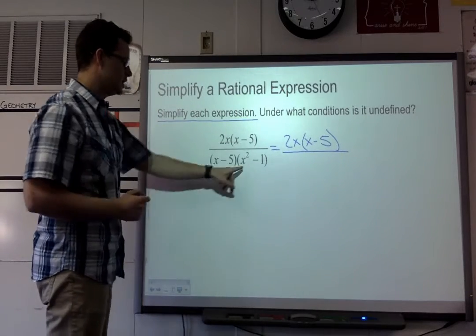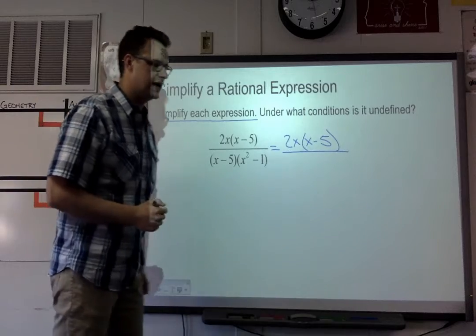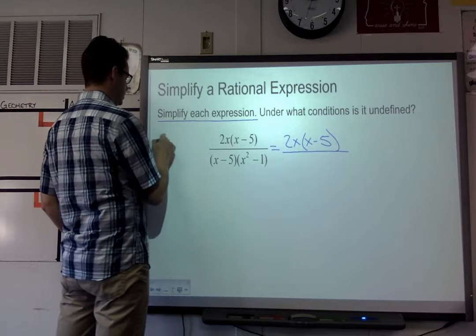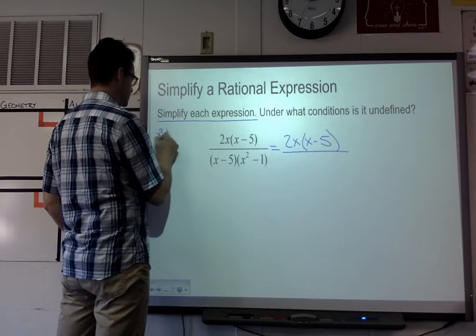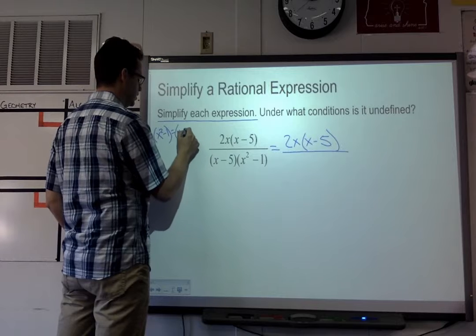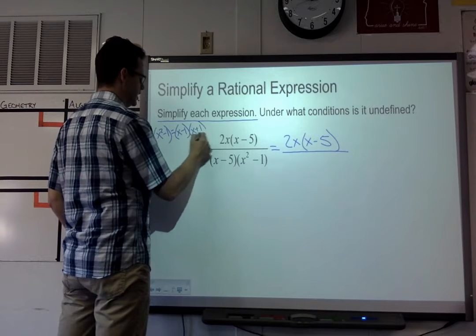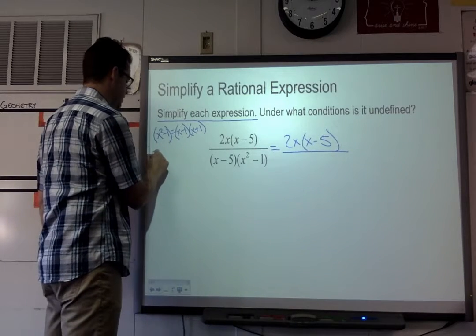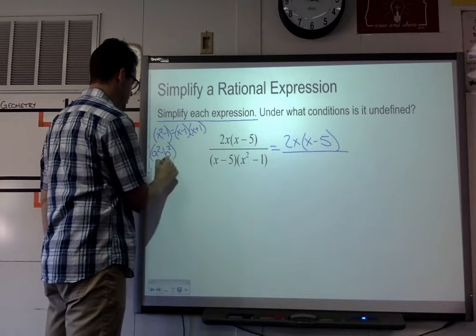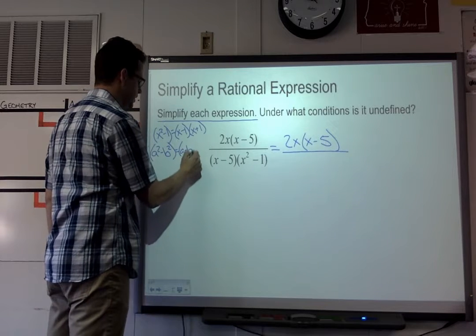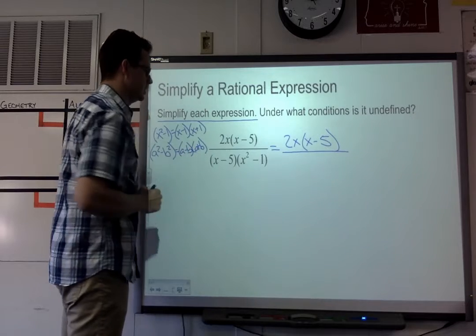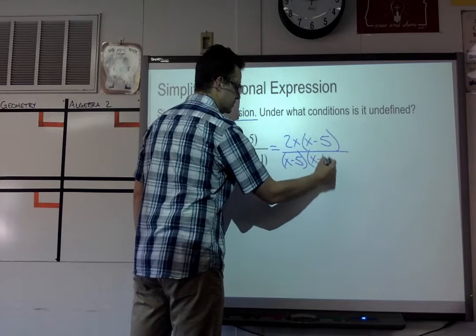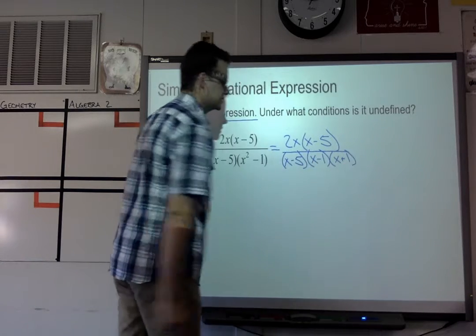In the denominator, I can factor out my x squared minus 1. Remember, that's a difference of squares. Anytime we have something like x squared minus 1, that's going to equal x minus 1 times x plus 1. So, again, anytime we have an a squared minus b squared, it's going to equal a minus b times a plus b. So on the bottom here, we're going to have x minus 5 times x minus 1 times x plus 1.